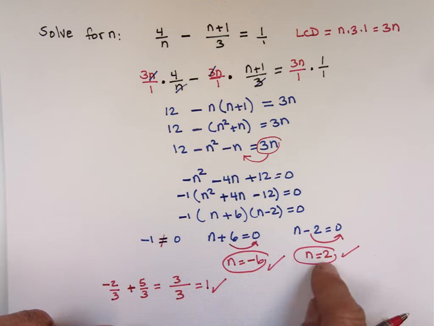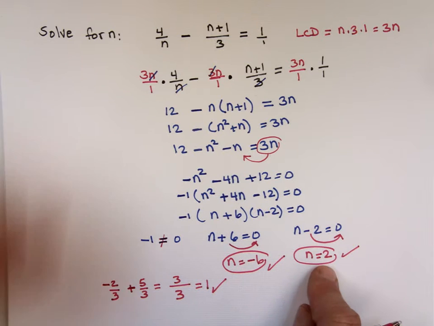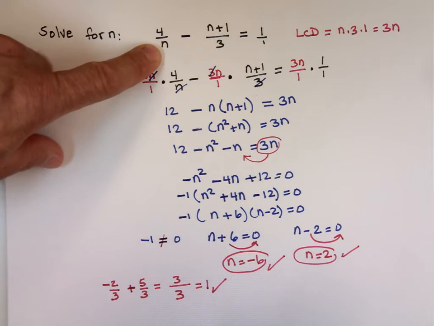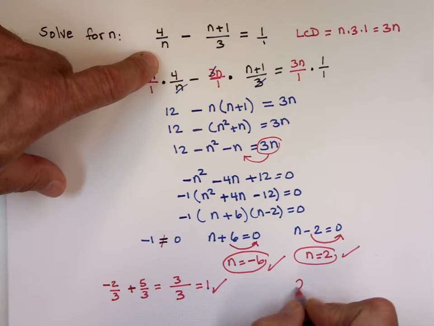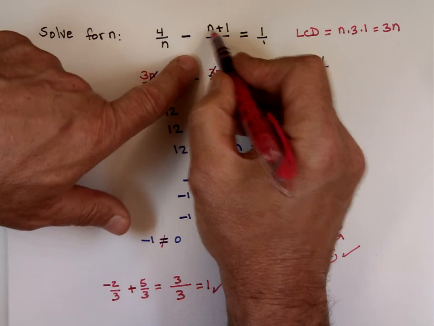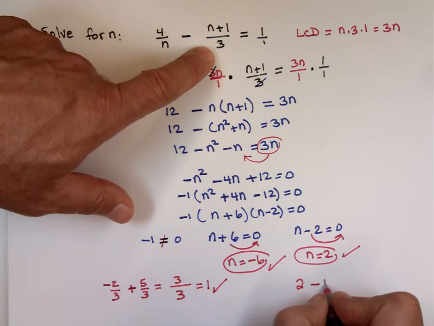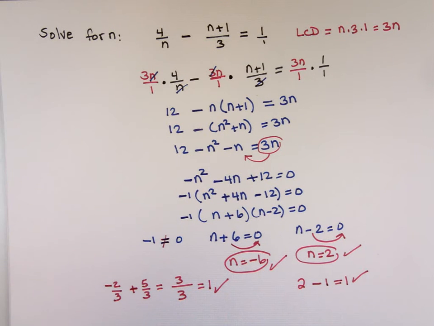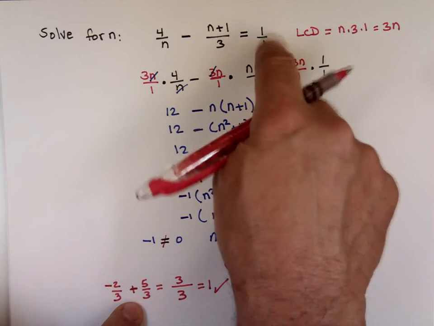Let's try the 2. When n is 2, 4 divided by 2, that's what? 4 divided by 2 is 2. Minus, when n is 2, this will be 2 plus 1, 3 over 3, which is 1. Does that equal 1? Yes, it is. So both answers are good. I checked them, and yep, when you plug them in, you will have a 1 there.